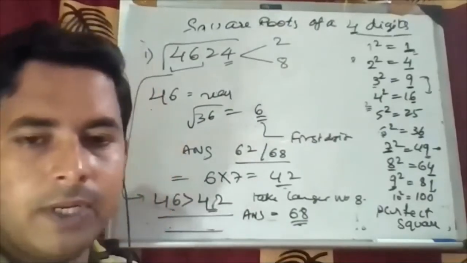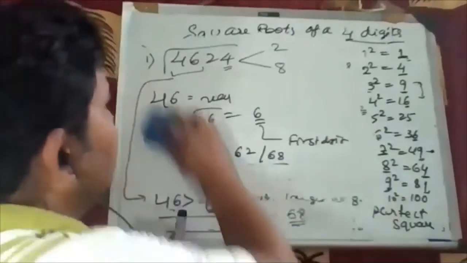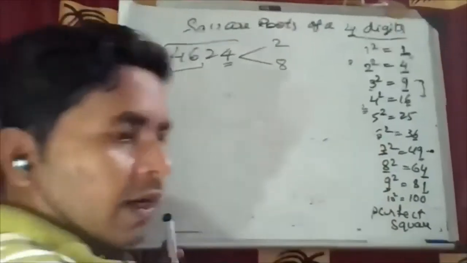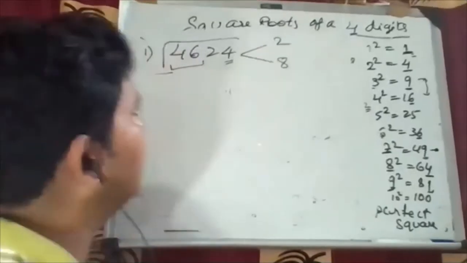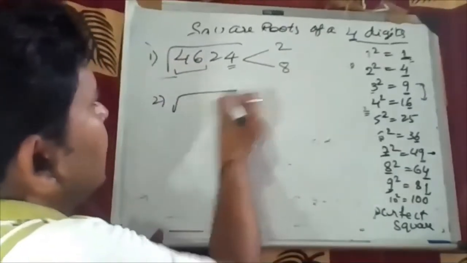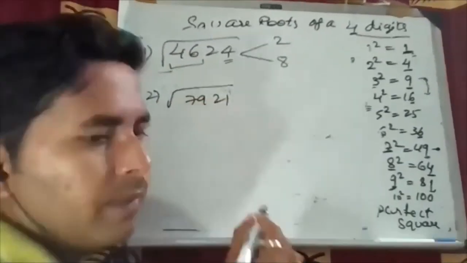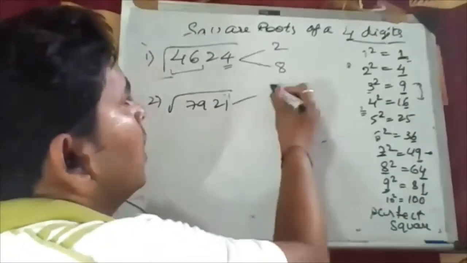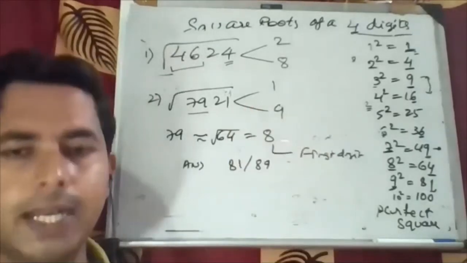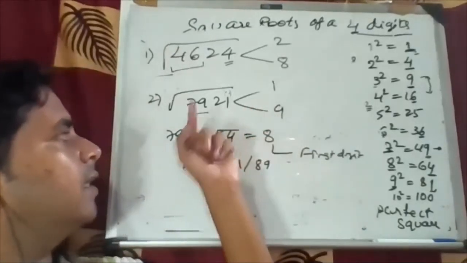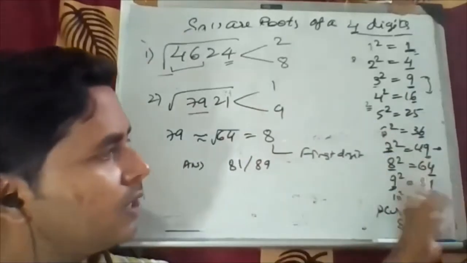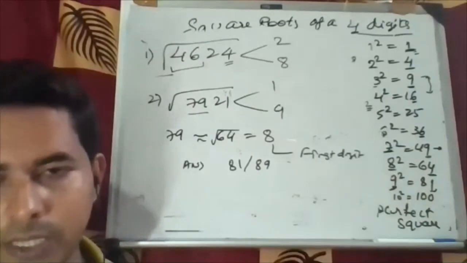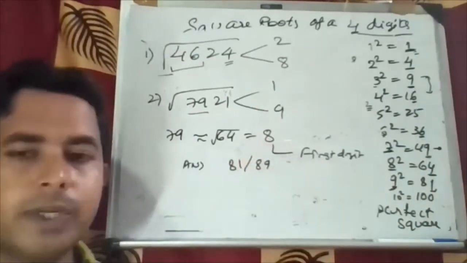Okay. Now we'll take one more example. You people try, because it's the same as the 3 digit number method. I'll give the example of 7921. Tell me the answer. Last digit lies between 1 and 9. Next, 79 is near 64 and 81. So take the smaller one, 64. The square root of 64 is 8, so 8 will be the first digit.